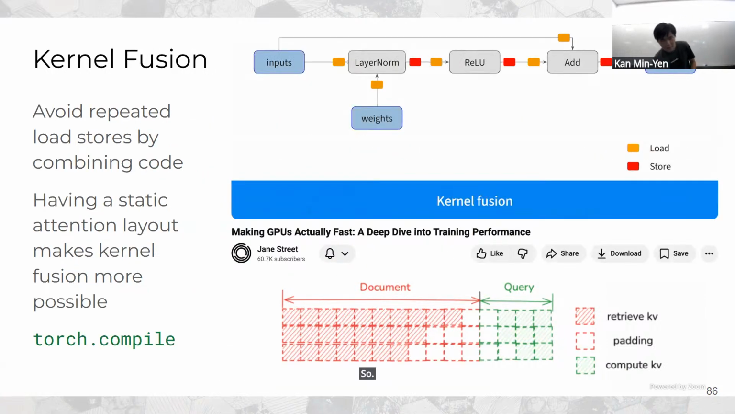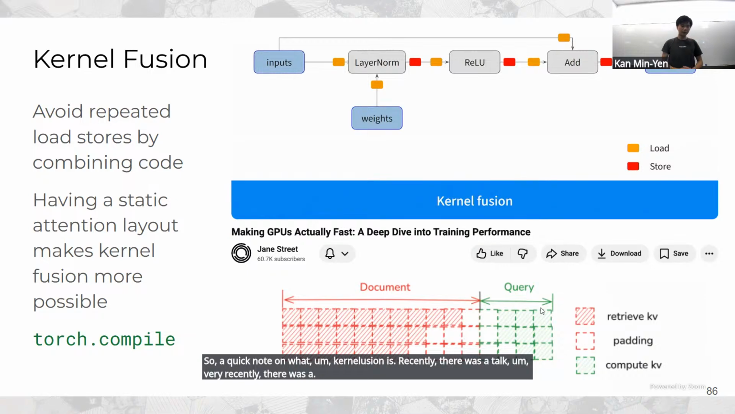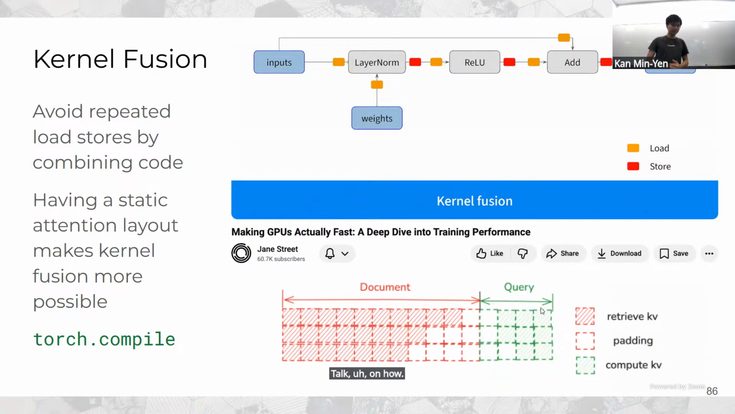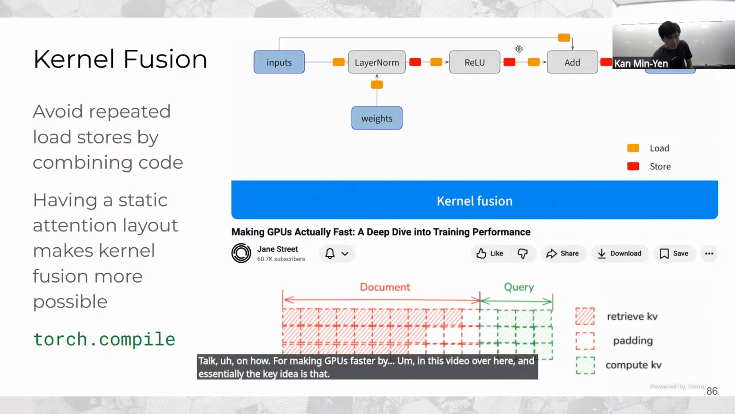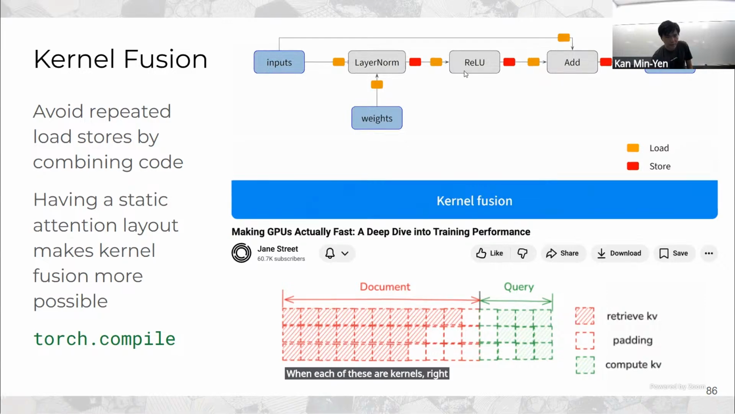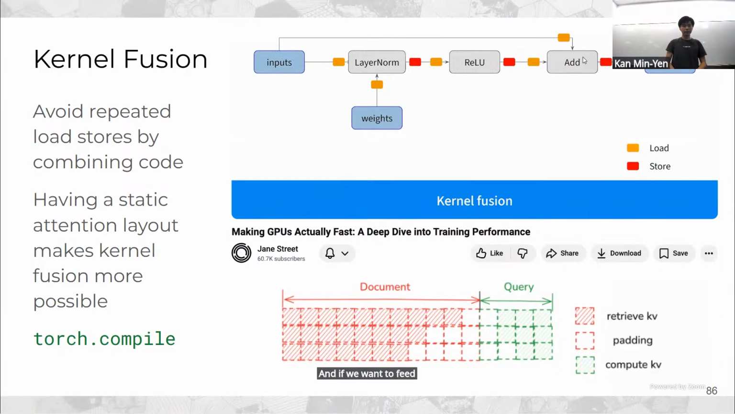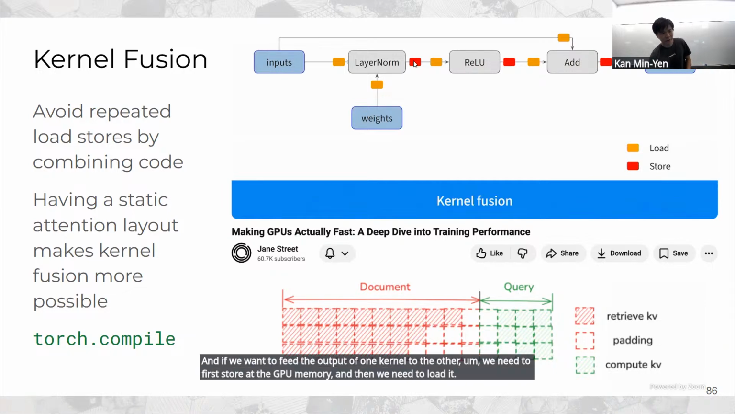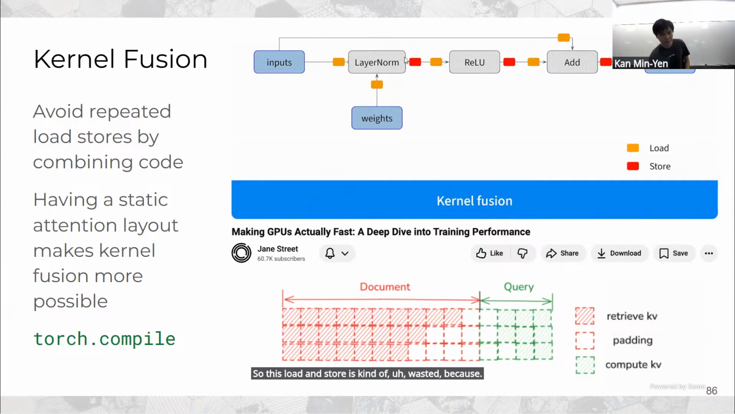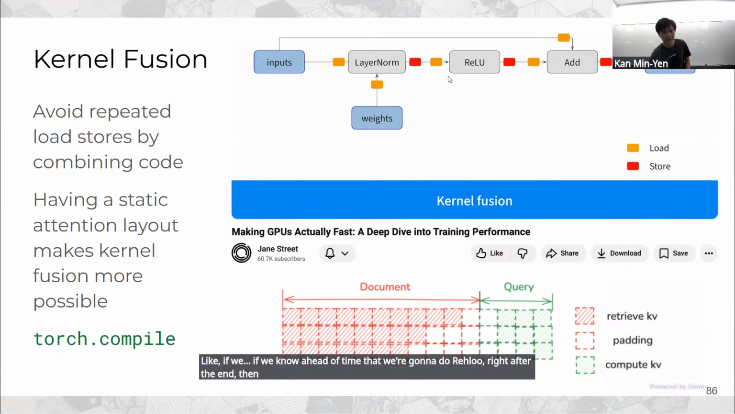So a quick note on what kernel fusion is. Very recently, there's a talk on making GPUs faster, with this video over here. And essentially, the key idea is that each of these is a kernel, right? So the gray box over here is a kernel, the layer norm is a kernel, ReLU is a kernel, and add is a kernel. And if we want to feed the output of one kernel to the other, we need to first store it to GPU memory, and then we need to load it for the next kernel. So this load and store is kind of wasted, because if we know ahead of time that we're going to do ReLU right after the norm, then we can fuse these two kernels into a single combined kernel.